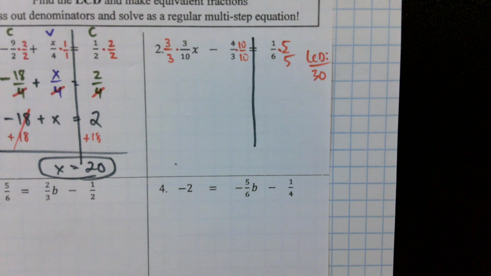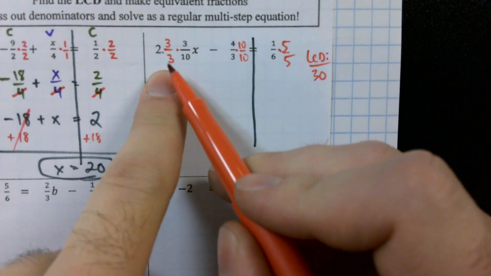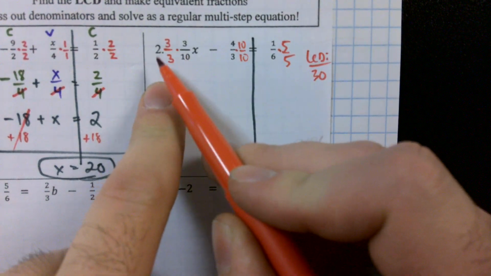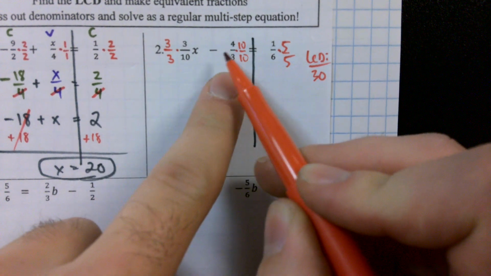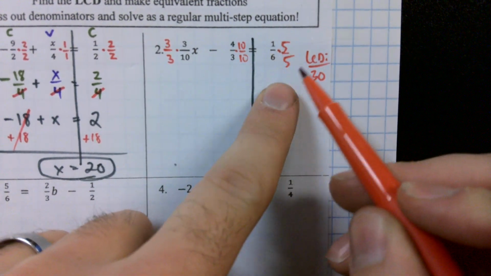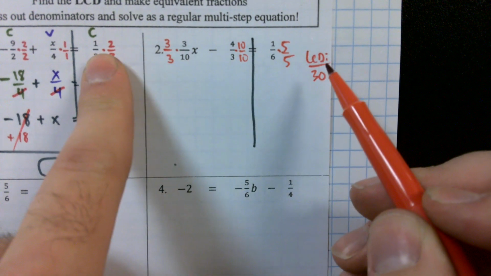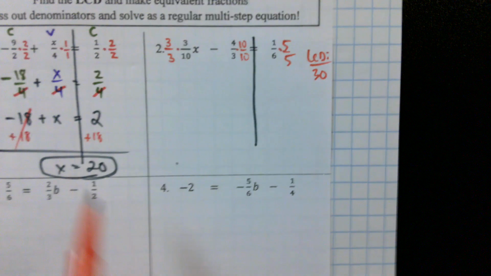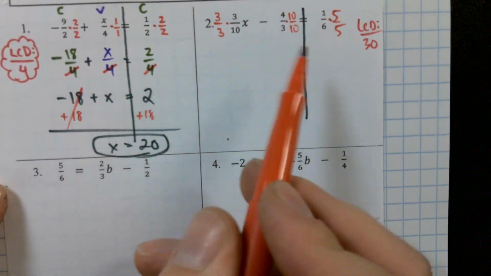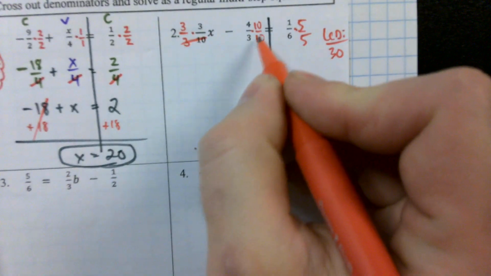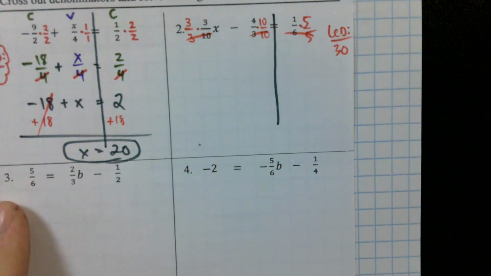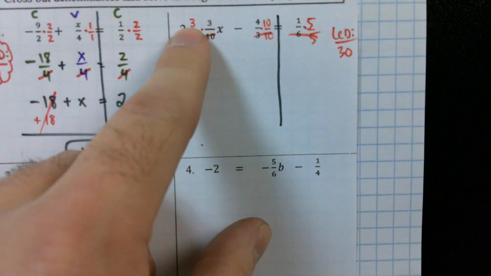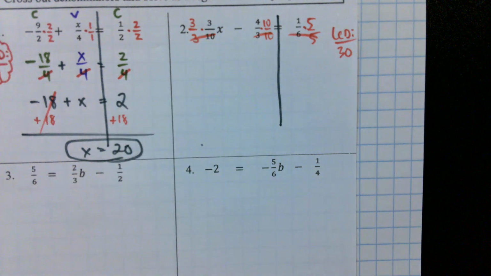Okay, we're going to do another shortcut here. Are you ready? What's my denominator on this first term about to be? 30. What about my next term? 30. What about my next term? 30. If I have all my denominators the same, what can I do with them? Cross them out. I don't need to write it out because I know they're going to be 30. So I'm just going to cross them out right here. Look at that. Now what we're going to do is solve across the top.